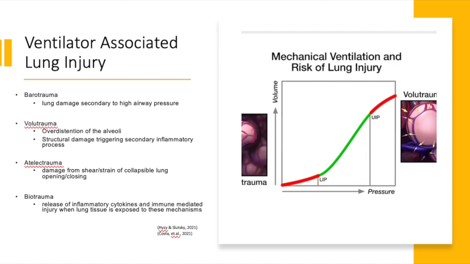Barotrauma is oftentimes associated with high intrapulmonary pressures, whereas volutrauma is associated with overdistension of the lung secondary to mechanical ventilation, leading to direct injury of the alveoli. This is oftentimes associated with high tidal volumes, which then activates secondary inflammatory mediators.